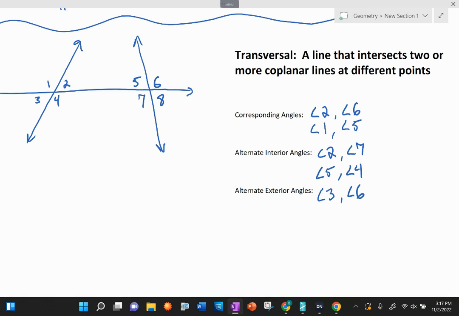Is that the thing? Oh my gosh, I'm so sorry. Okay, now we don't, corresponding interior. Or is it called something different?